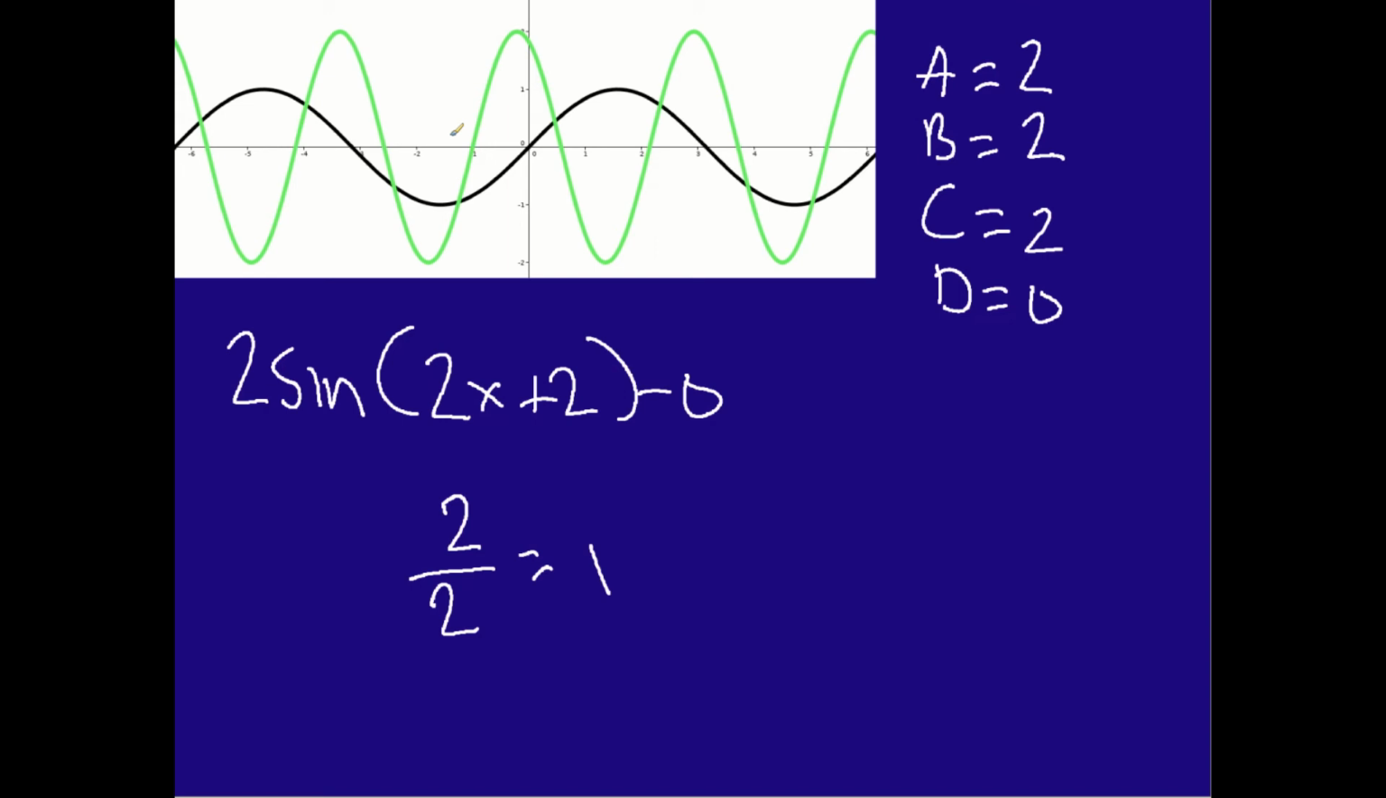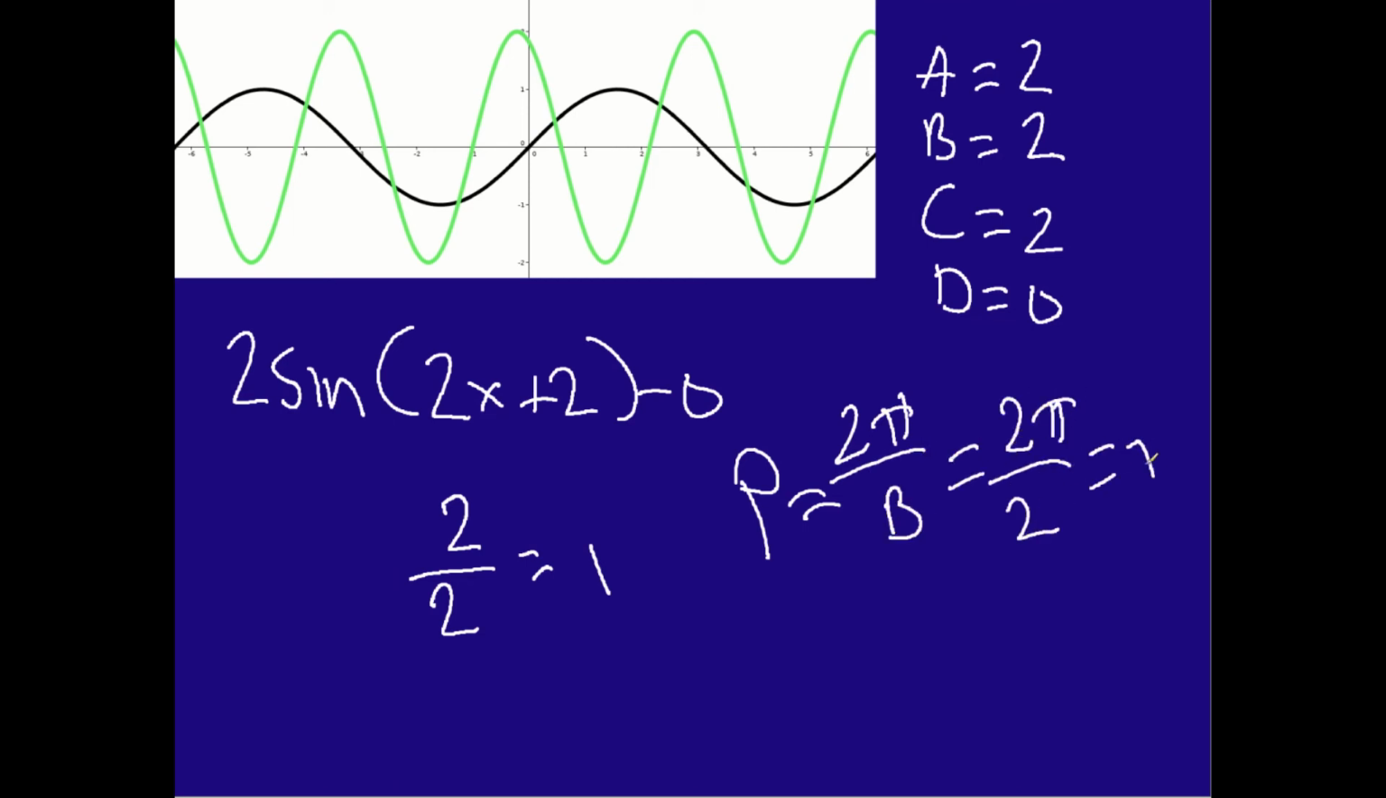Well, these are review ideas that we talked about in previous videos. So you can see here that the period is much higher. The period for the black line is 1, but this one goes up to 2. And remember, the period, in case you forgot, is going to be 2 pi over b, which in our case, 2 pi over 2 equals pi.